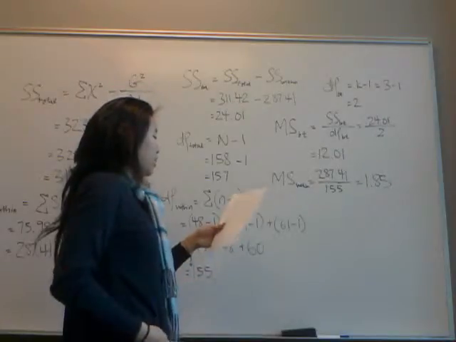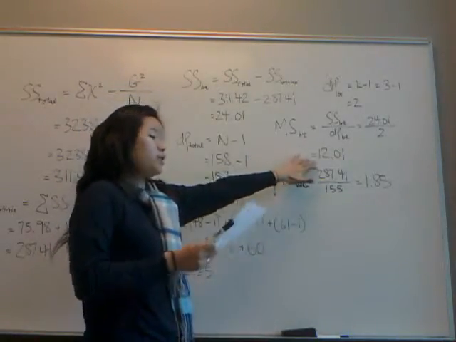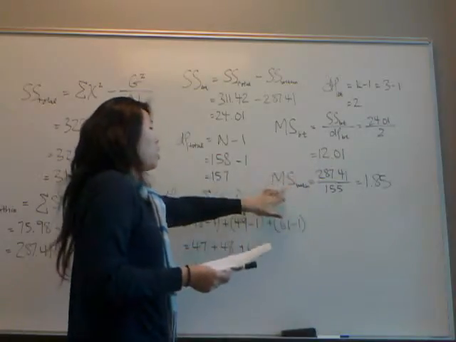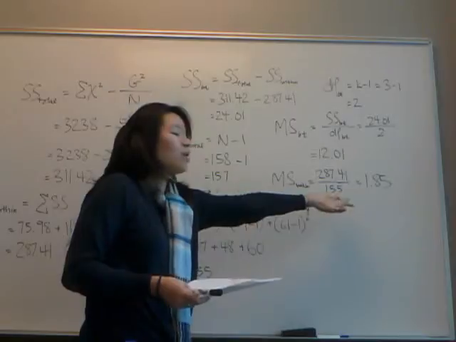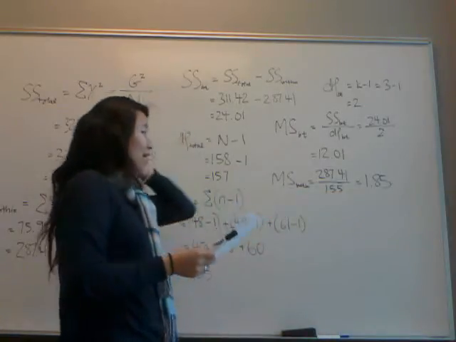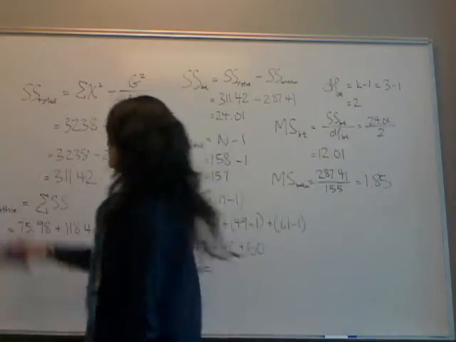Then I calculated variance, and variance between was found to be 12.01. Variance within was found to be 1.85. And at this point, I ran out of space on the board.